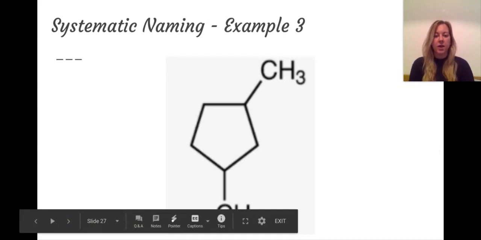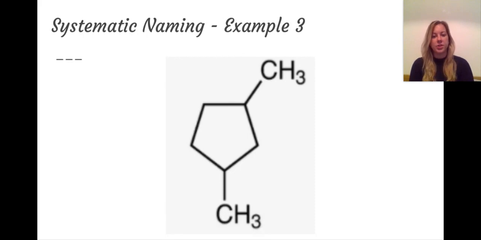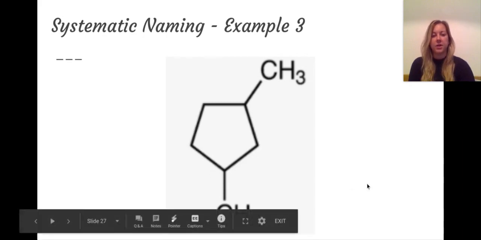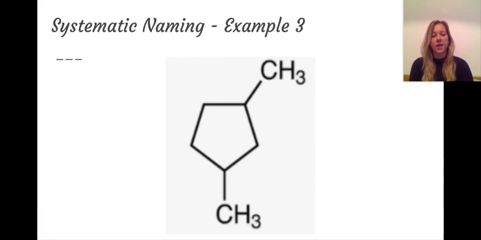Last one then, we have cyclopentane as our longest chain, and it has 2 branches on it, and the branches are on carbon number 1 and 3. So that's going to be 1,3-dimethyl cyclopentane.